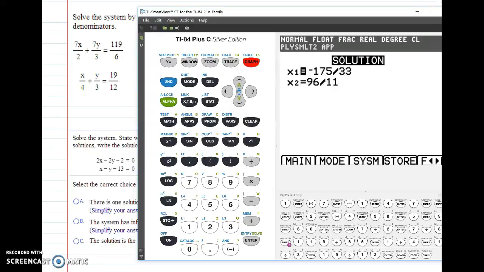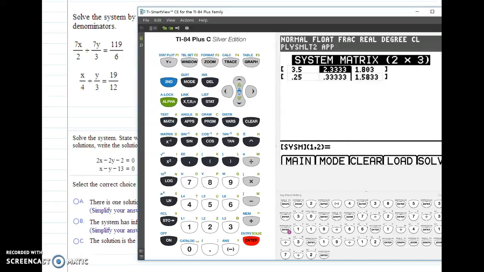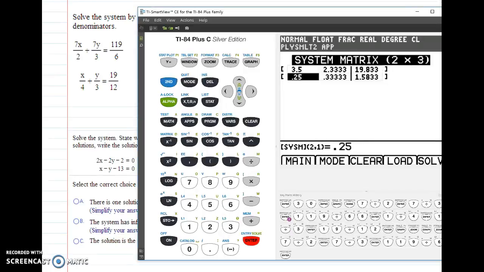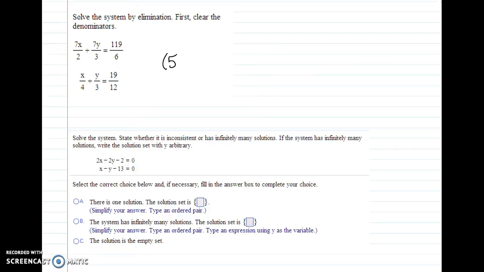So what did I do wrong? Let's go back here and look. I think that I must have typed something in wrong, because I don't believe that's what we were supposed to get. Let's see, 7/3, 119/6. Okay, I think that's where I made my mistake. Let's see. Oh, that looks so much better. 5, 1. Okay, so 5, 1.